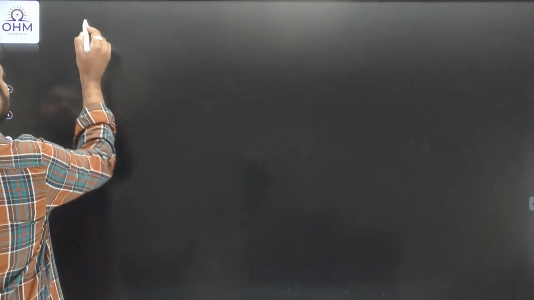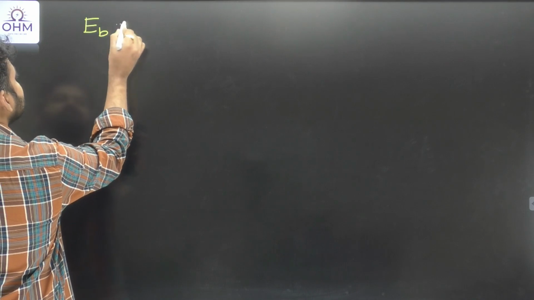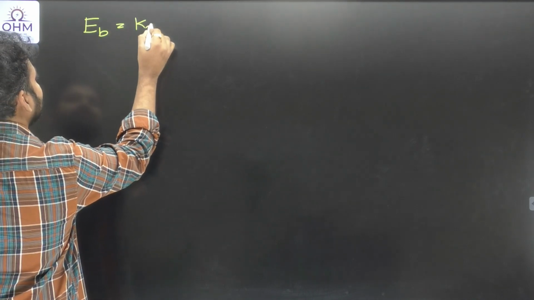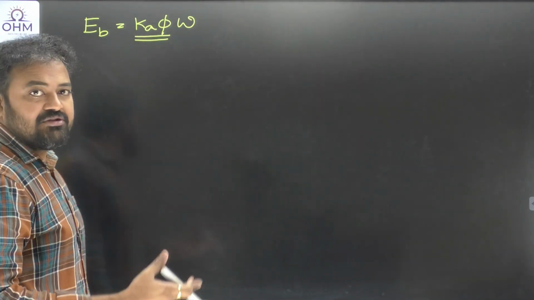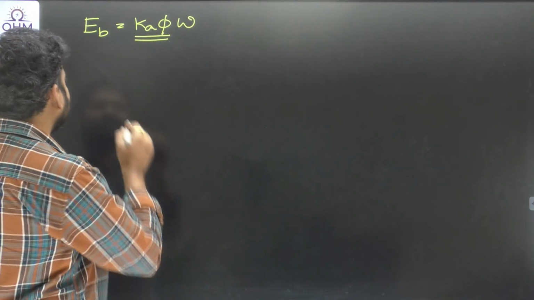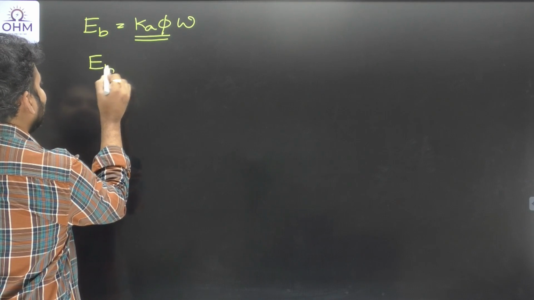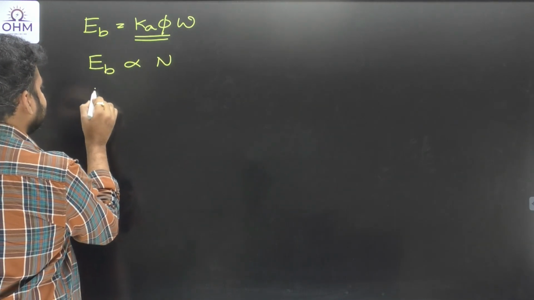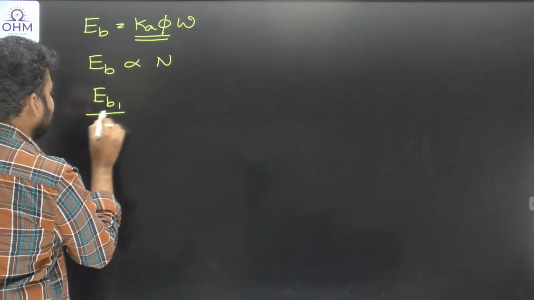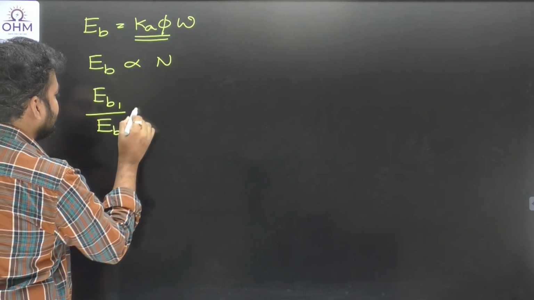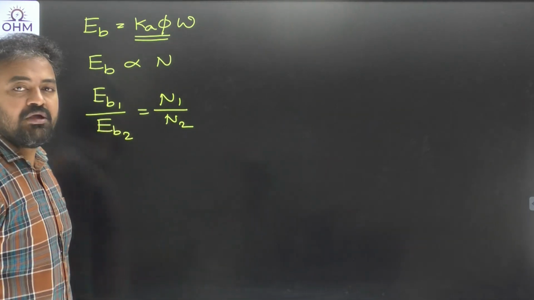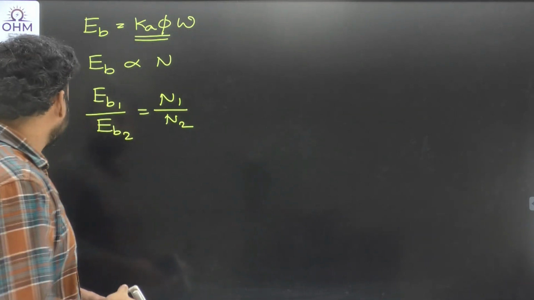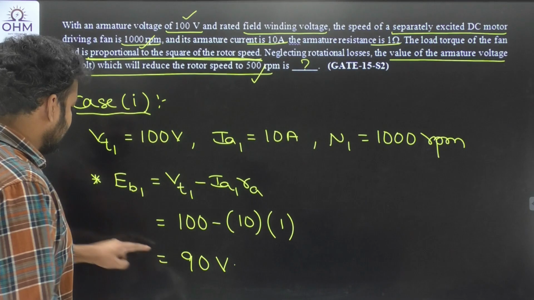To calculate the new back EMF, I will use a performance equation. What is the back EMF equation? Ka phi into omega. But here flux is a constant value since the machine is separately excited. Therefore, back EMF is directly proportional to speed. So from this, Eb1 divided by Eb2 is equal to N1 divided by N2. So what is the back EMF in the first case we got? I will go back once. Yes, 90 volt.